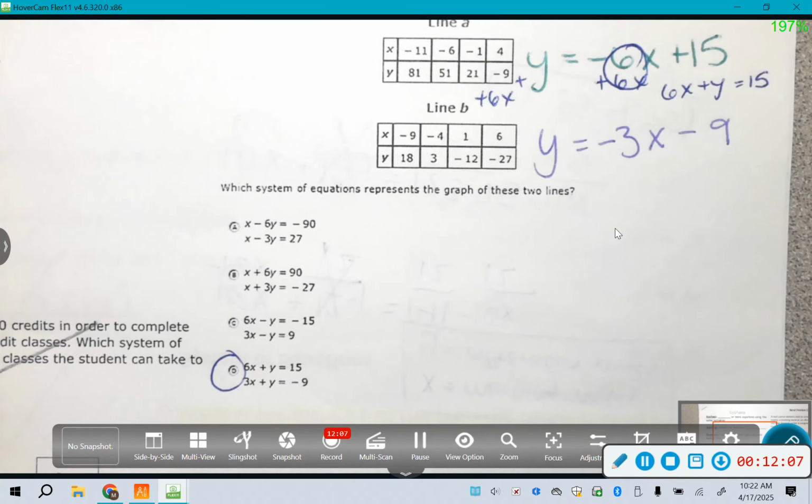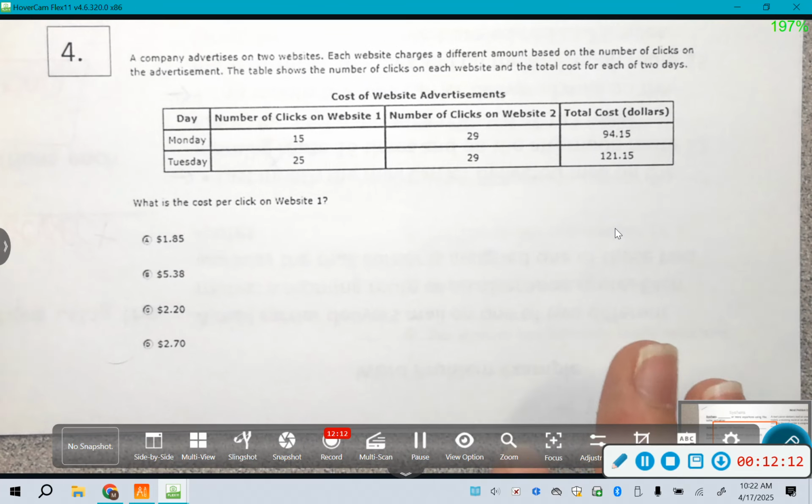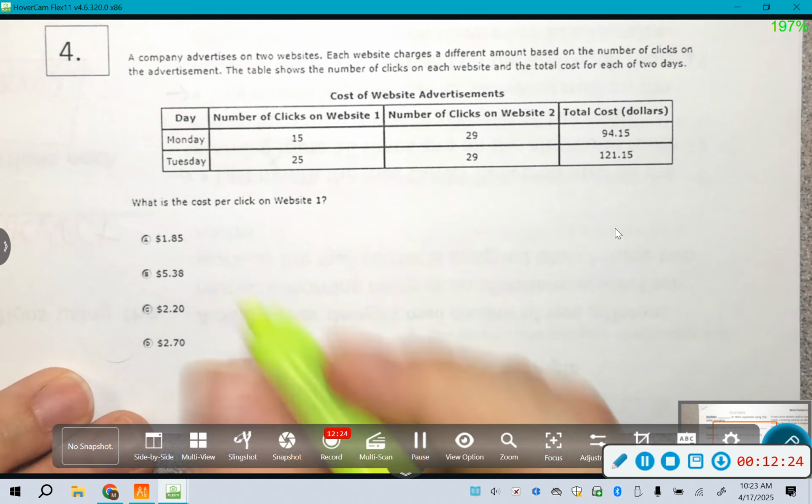Okay, last one we're going to look at together is number 4. Okay, this one y'all have had on a DPM, y'all have had on a test, and it's always one of our most missed. So again, we're going to read our question first. It says, what is the cost per click on website 1?